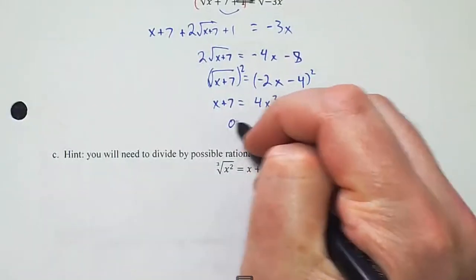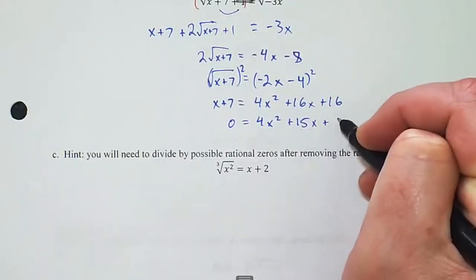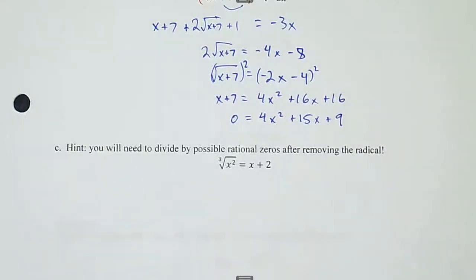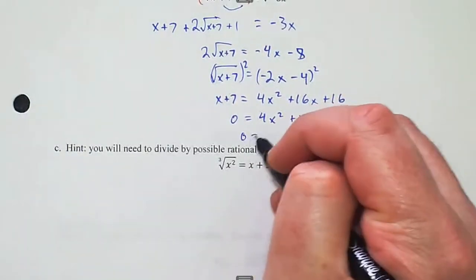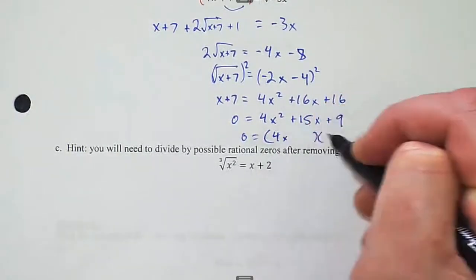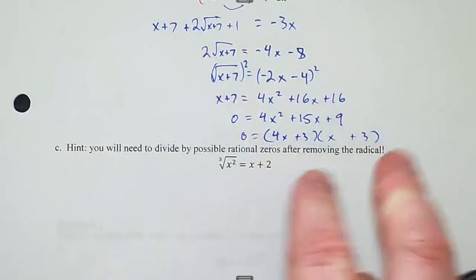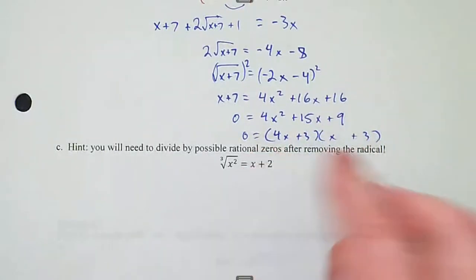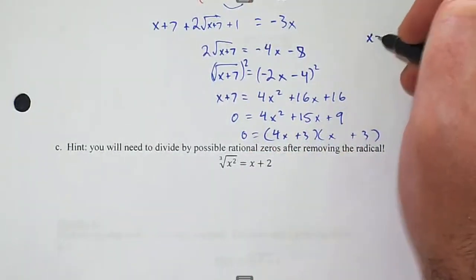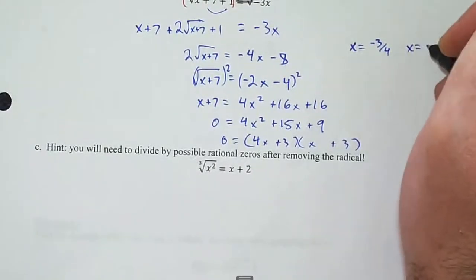All right, now we set it equal to 0. I have 4x squared plus 15x plus 9. But believe it or not, I believe this actually factors, right? Because I can do 4x plus 3 and x plus 3. That's 12x plus 3x is 15x, right? So my solutions, if you allow me to do a little bit of work in my head, is negative 3/4 and negative 3.